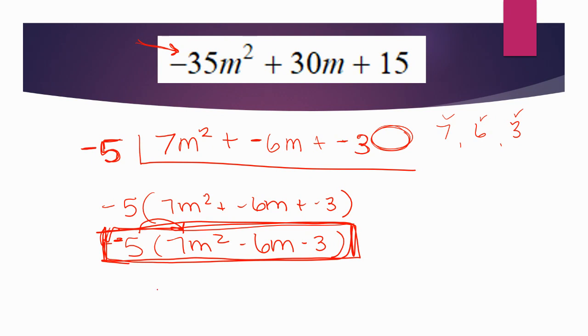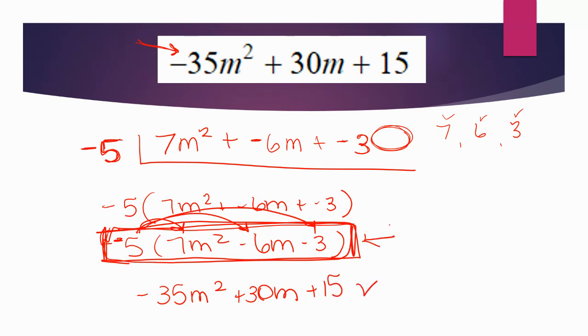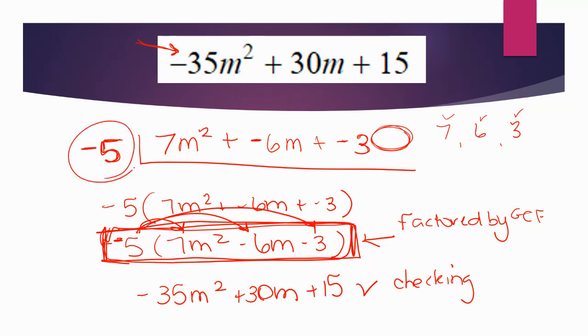So check it. Negative 5 times 7 is negative 35 m squared. Negative 5 times a negative 6 is positive 30m. Negative 5 times a negative 3 is a positive 15. Is that where we started? It is indeed. So again, this is factored by GCF. This is us checking to make sure we did it right, because that's what we basically did last week, working on distributive property and multiplying binomials, polynomials, and monomials. So it's making sure that you can factor by GCF and then prove that that is correct. So this is factored, and the GCF itself is -5.